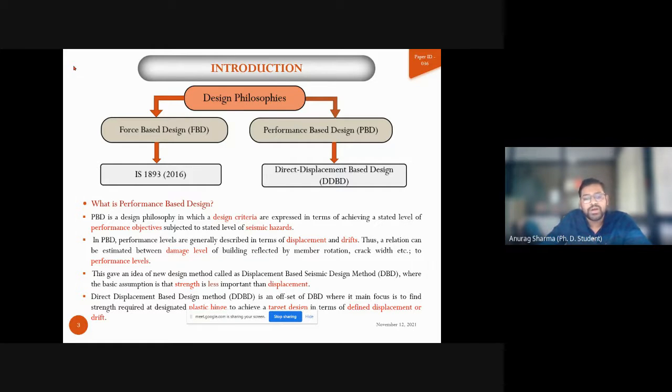This gave a new idea called displacement-based design, where the basic assumption is that strength is less important than displacement. Also, direct displacement-based design is an offset whose main focus is to find the required strength at the designated plastic hinges in order to achieve the target design, which we have defined either in terms of displacement or drift.